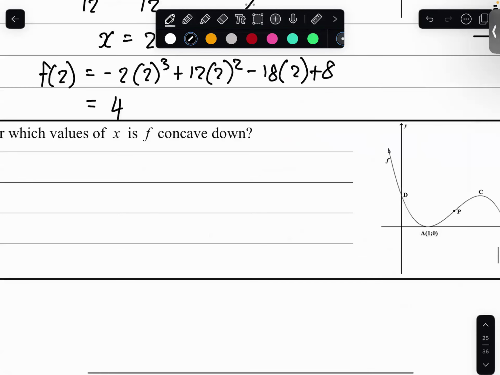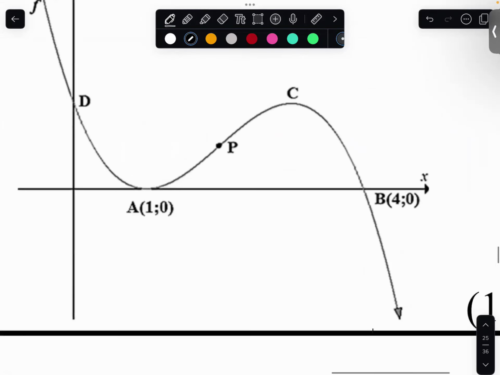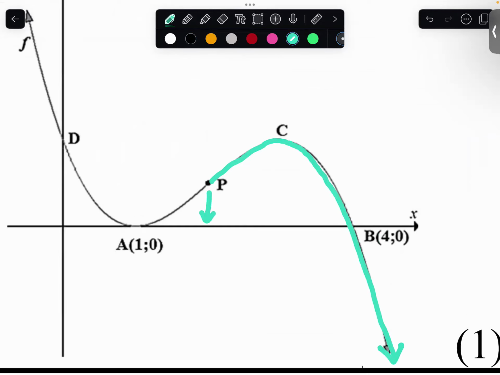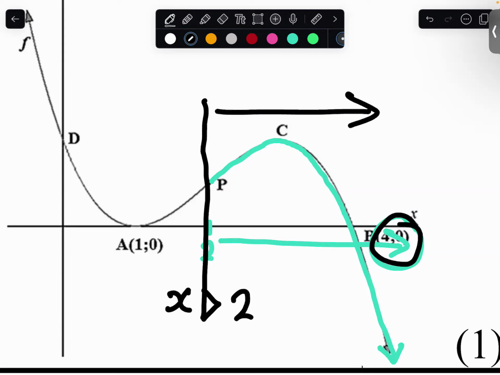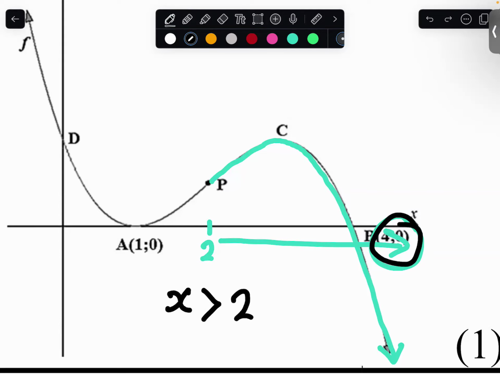It said for which values of x is f concave down. Concave down is this. This is concave down, right? The x value here is 2, which we calculated. It's 2. So it's concave down after 2, right? This is concave up before 2. So after 2 is where the solution lies. Follow the arrow. So you say it's concave down where x is greater than 2. Here's the line 2. After 2 is where it's concave down. Okay? And so that's where it's concave down.